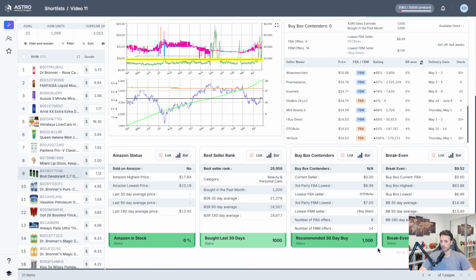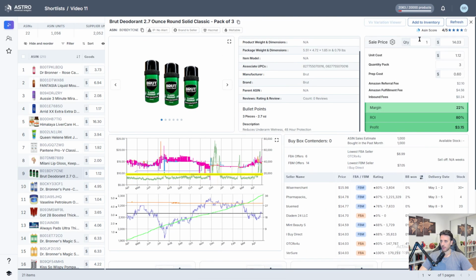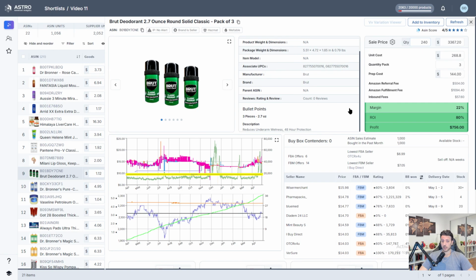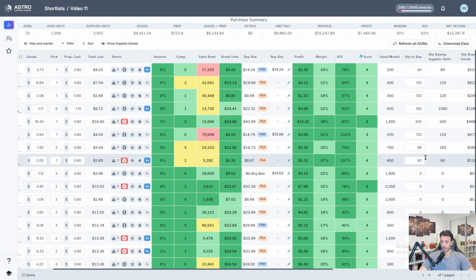So yeah, I wouldn't buy what's recommended here. Probably buy around 240 units, but there's plenty of profit in that. So that seems fine. A lot of times products like this are usually hazmat, but this one isn't. So that's good. I'm going to go ahead and type in 240 just over here.